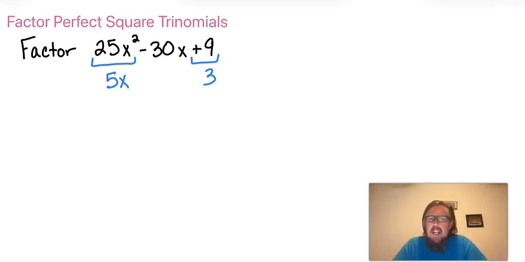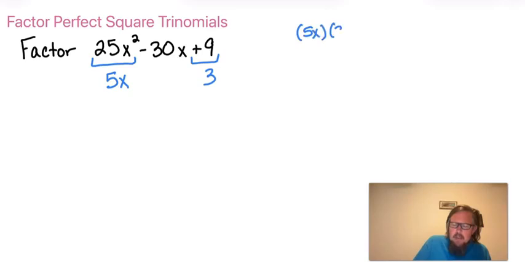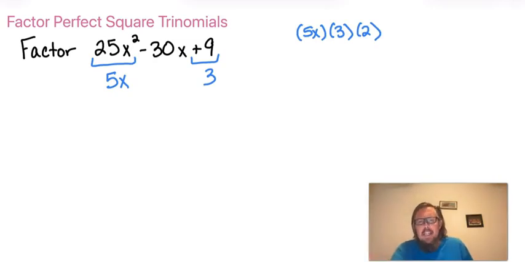This alone does not mean it is a perfect square trinomial, because we have to check and see, do these two terms also work with the middle term, which in this case is negative 30. And the way that we check is if we take 5x and we multiply by 3 and then multiply by 2, do we get 30x? And the answer is yes. 5x times 3 times 2 gives us 30x.